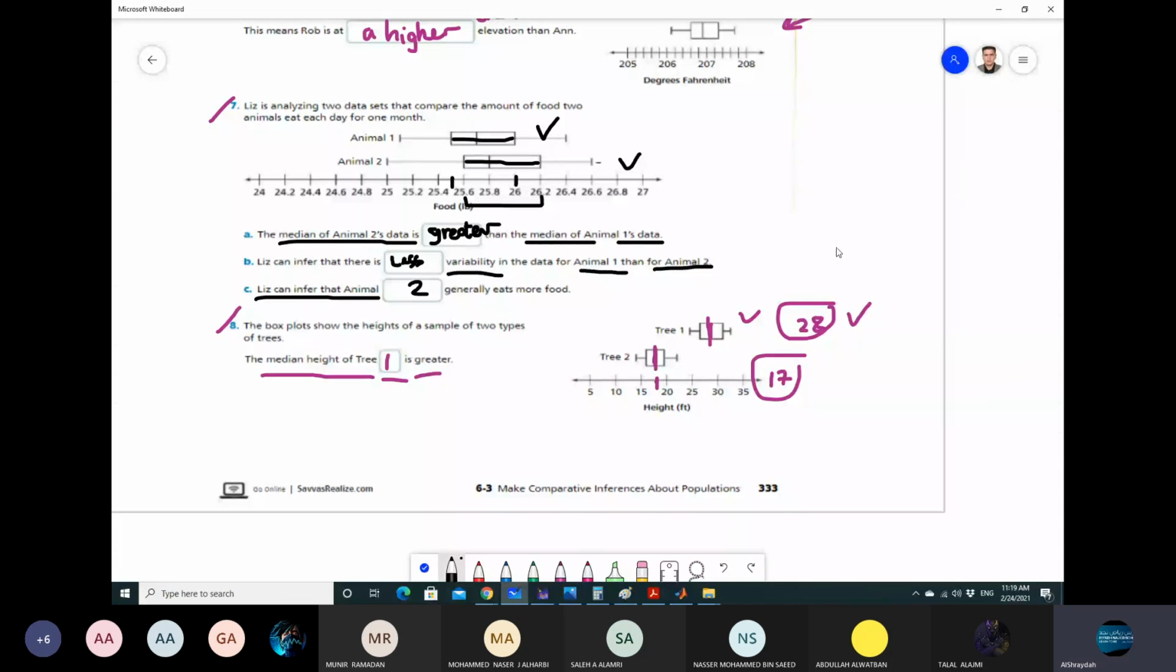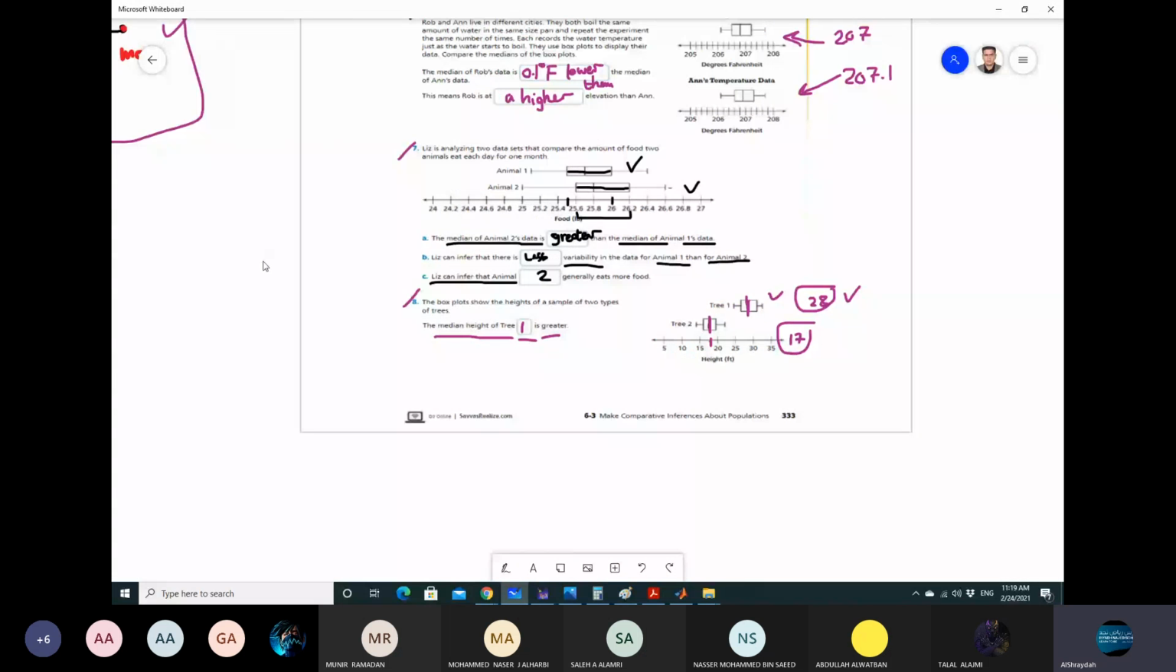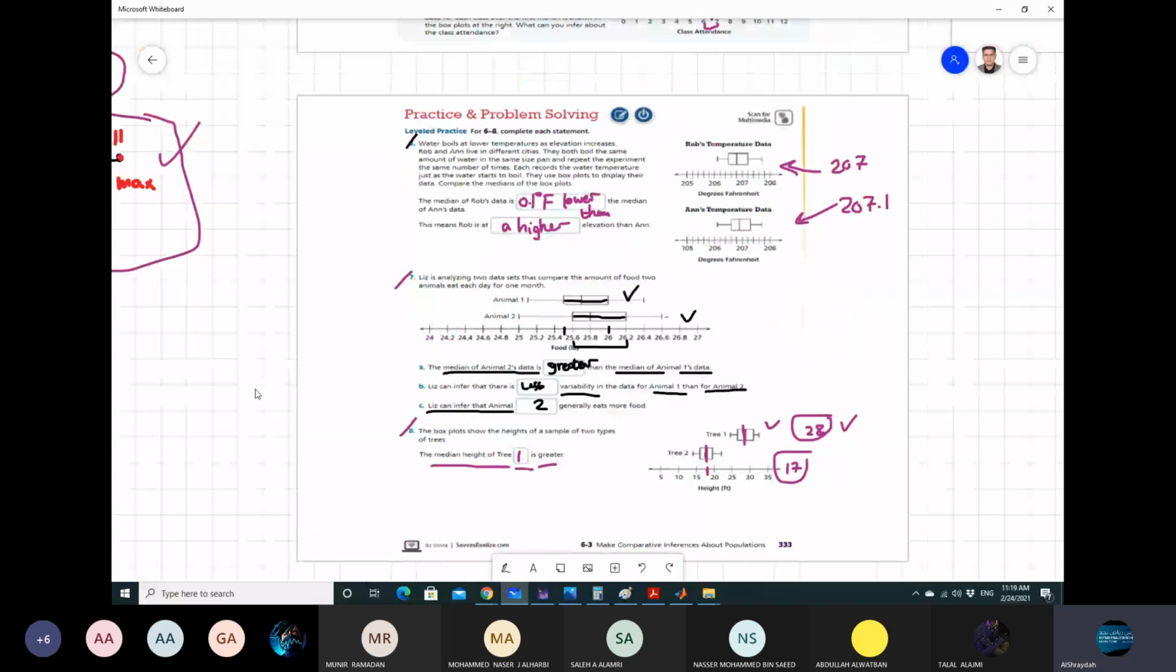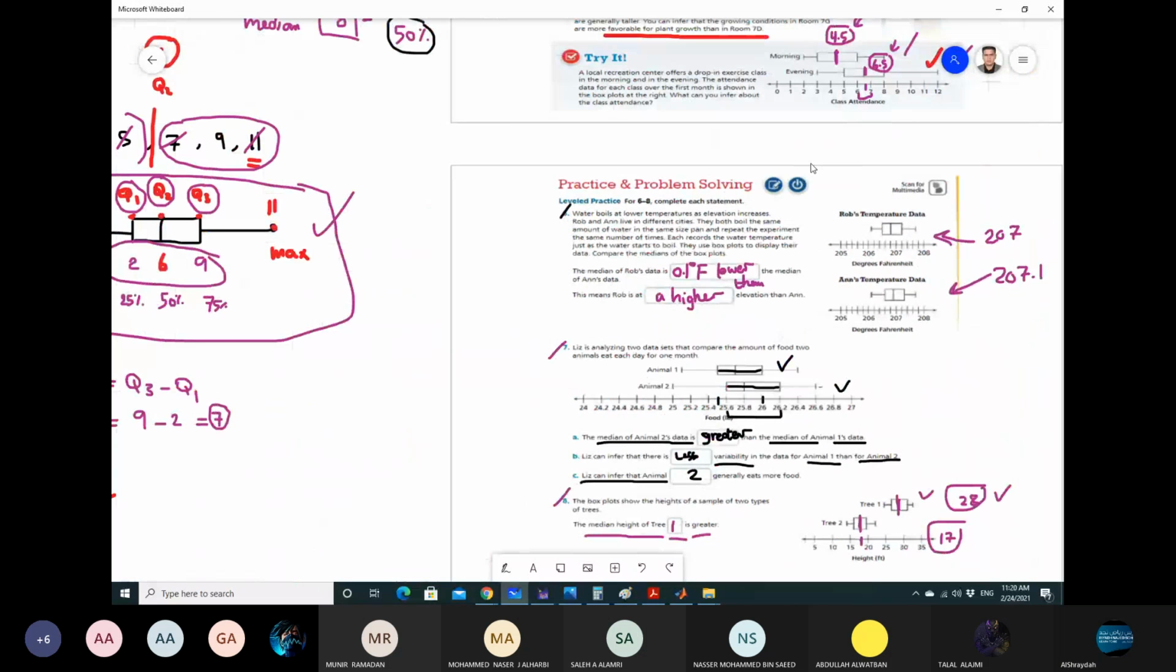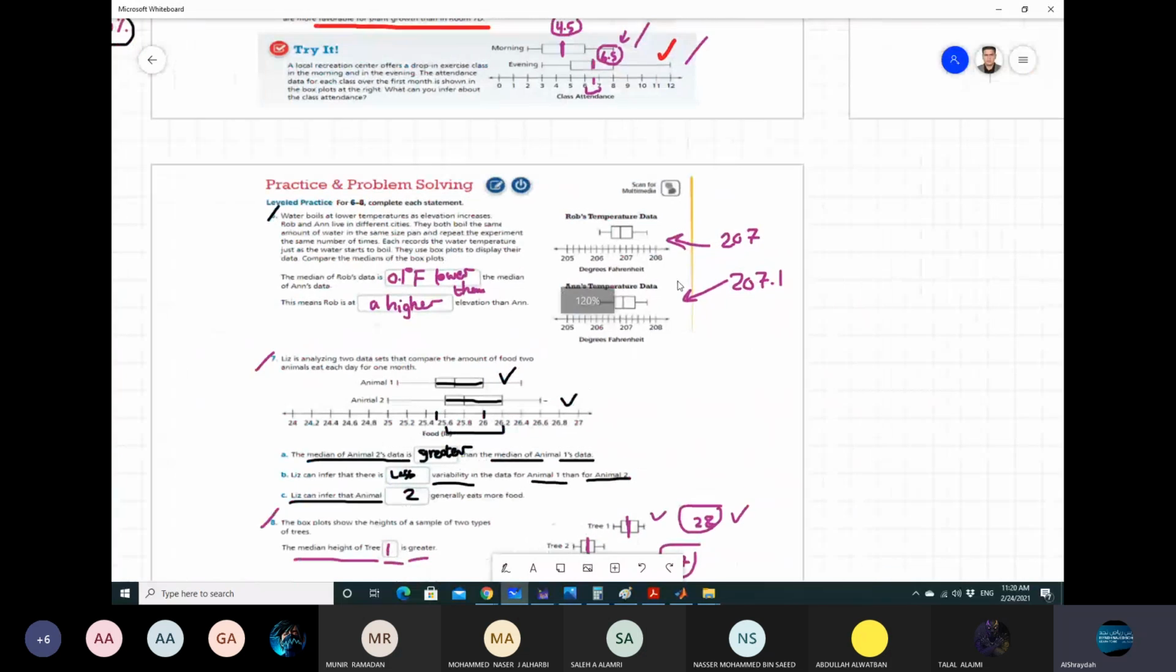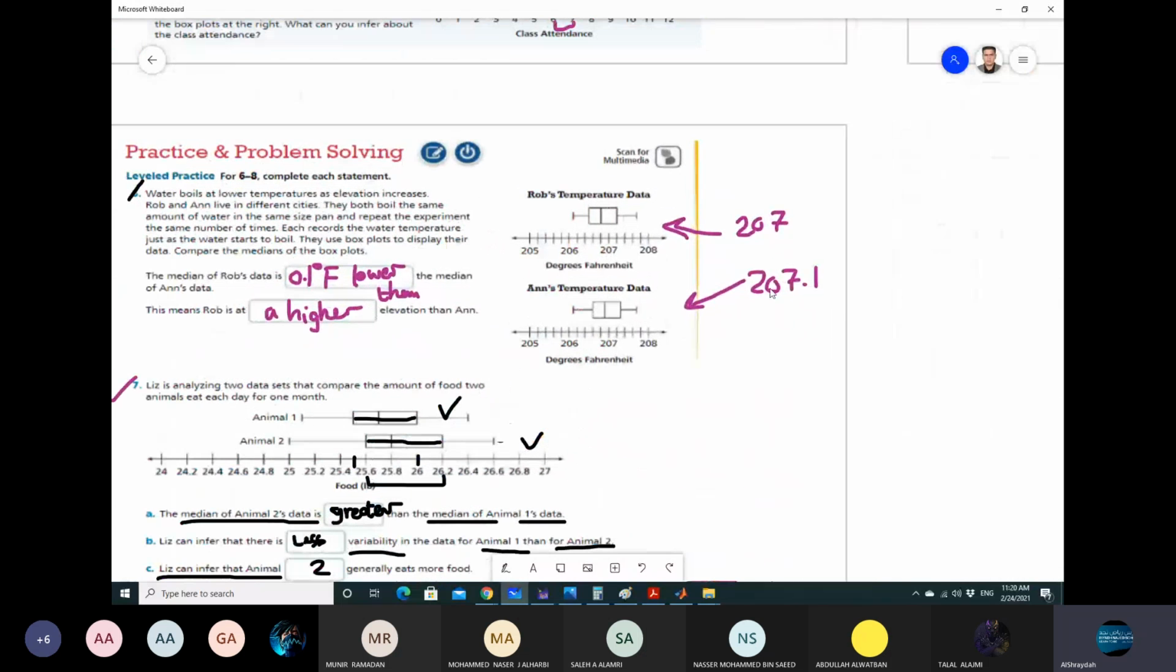So this lesson, and also we have this. This is the median of the first. The median of the first box plot is 207, and the median of the second box plot is 207.1. So the median of Rob's data, the first data set, is 0.1 degrees Fahrenheit lower than the median of Anne's data, and this means that Rob is at a higher elevation than Anne.